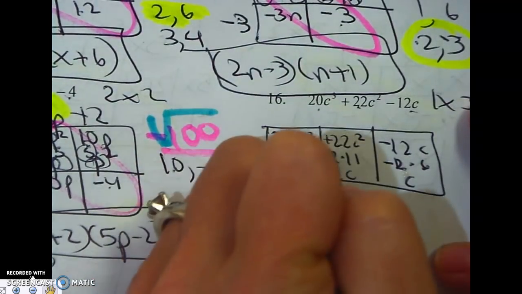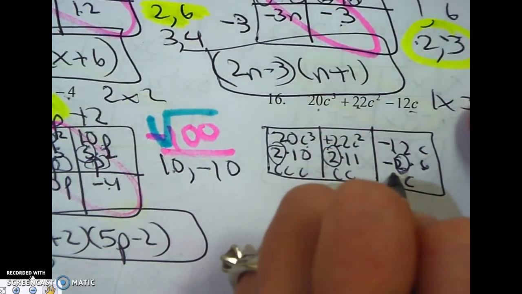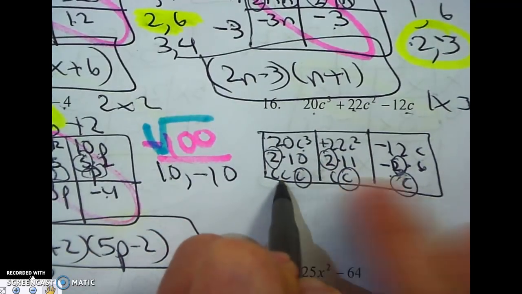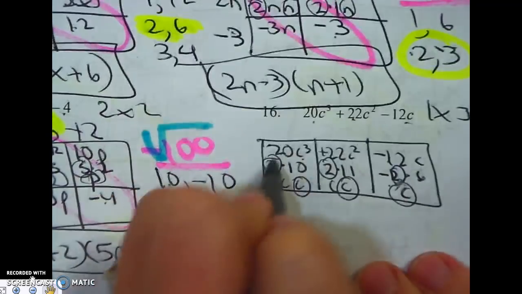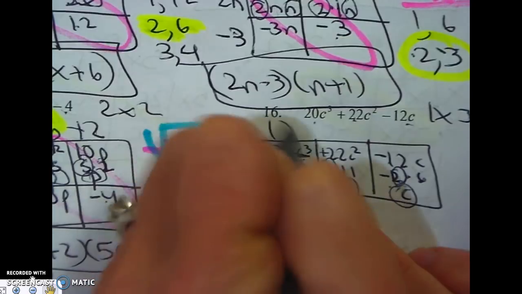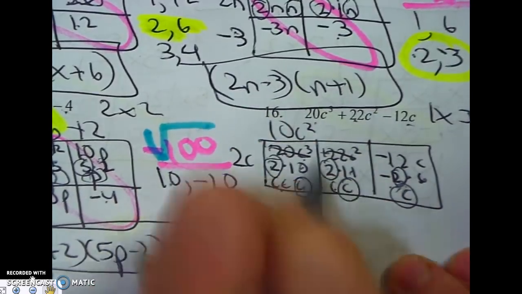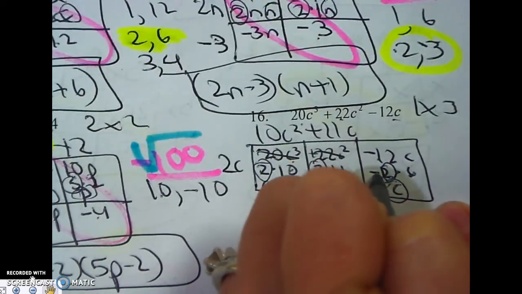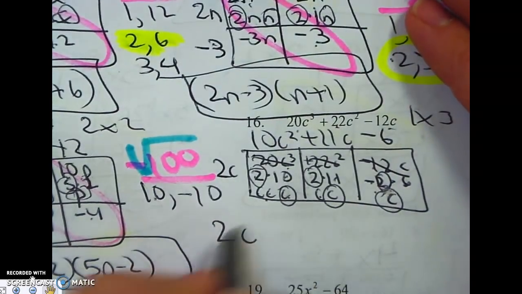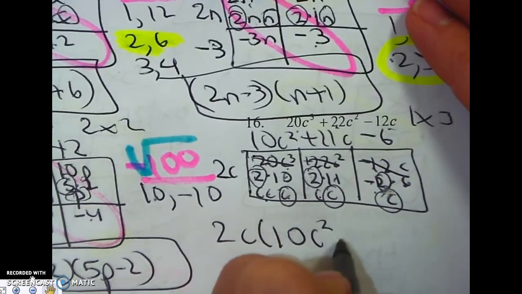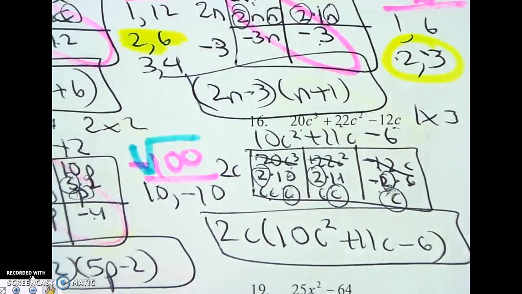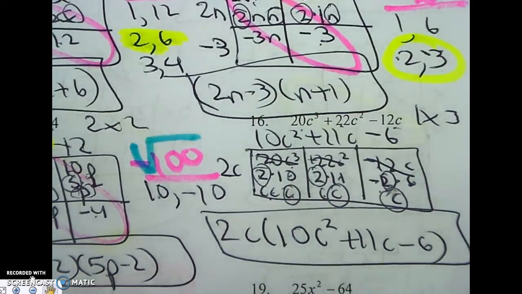Circle what's the same. 2, 2, 2. Don't include the negative. C, C, C. Now these both have a c, but that doesn't, so that's all you get. So I whoosh over the 2c, and then I'm left with 10c squared plus 11c minus 6. And now I write my answer, 2c, 10c squared plus 11c minus 6. Let's go to the next one.